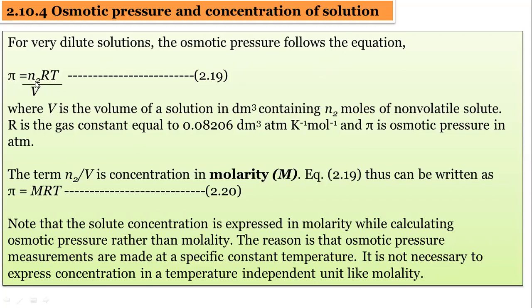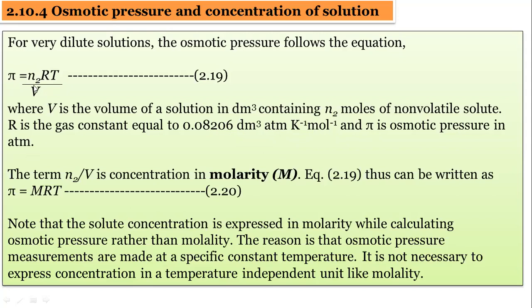This N2 indicates number of moles of non-volatile solute, where R is this gas constant equal to 0.08206 dm cube atmosphere Kelvin inverse, mole inverse. This is the unit of R, remember. This is the value of R, this is the unit of R, and pi is the osmotic pressure in atmosphere.